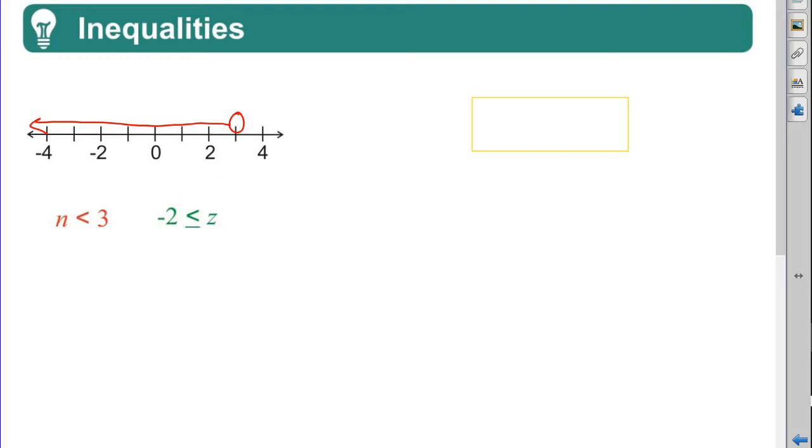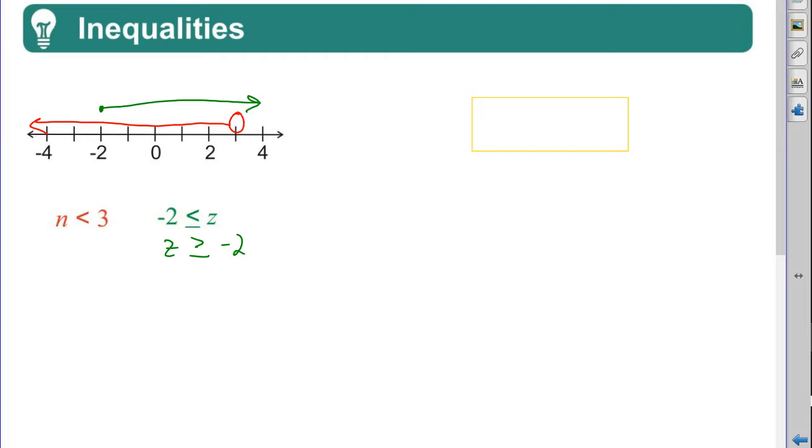So don't forget this. If your variable's on the right, your brain works better by switching the sides. But remember, whenever you switch sides with an inequality, you have to reverse the inequality symbol. So z is greater than or equal to -2, dot over the -2, arrow to the right.